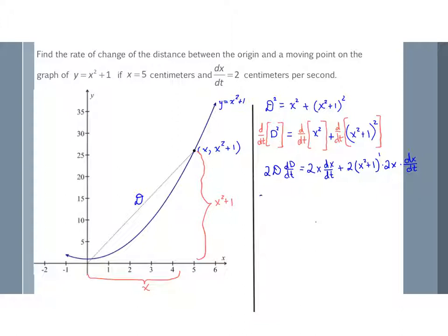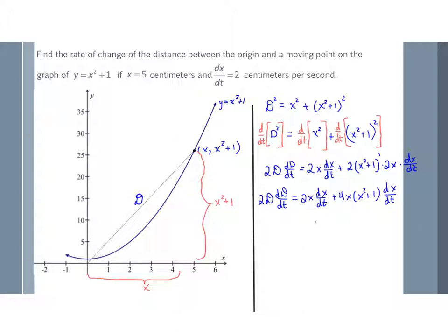So here we have 2d dd dt equals 2x dx dt plus 4x (x squared plus 1) dx dt. So this is the equation that relates the rates. See dd dt, dx dt, and we have an equation that relates those. So now we can look at our specific scenario.